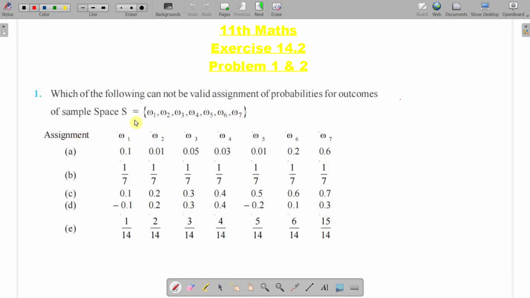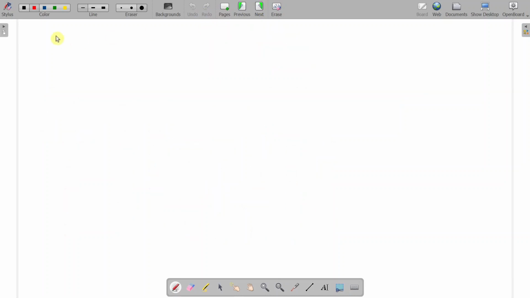Okay, so we are given a sample space and the outcomes are given. 7 outcomes are there here, and then the assignments are given which are varying. The first assignment is A here, right? Second assignment is B, so like that. The fifth assignment is this E. So we have to tell whether these assignments A to E are valid assignments of probabilities or not. Okay, so let us see how to solve this.